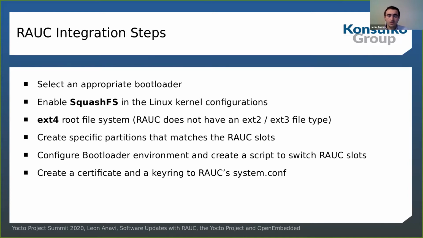After that, we need to configure the bootloader environment and create a script to switch between the partitions and the slots that we have designed. Probably this is the most important part of the whole integration step. Last but not least, we need to create a certificate and a keyring for Rauc's system.conf. This is actually quite easy because meta-rauc provides a script to do this.